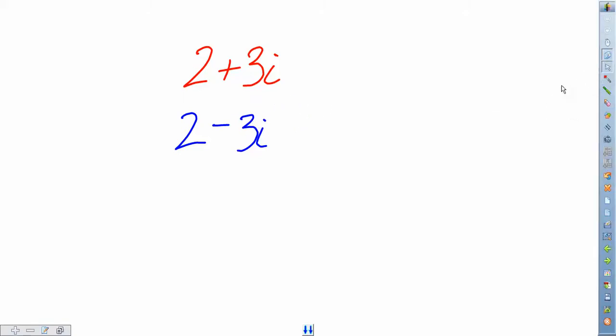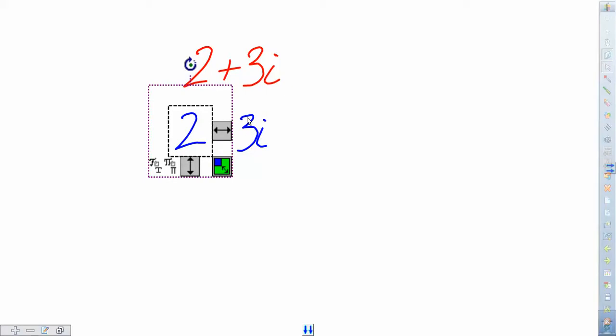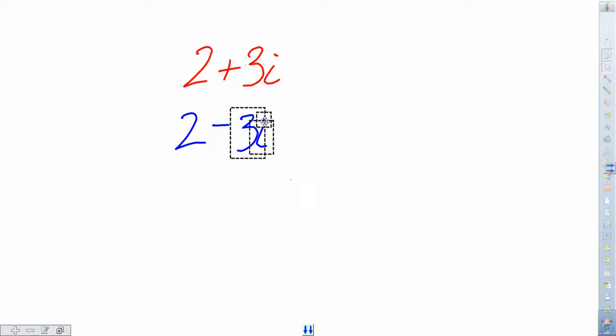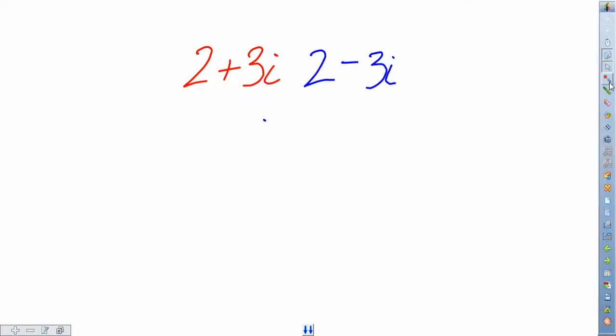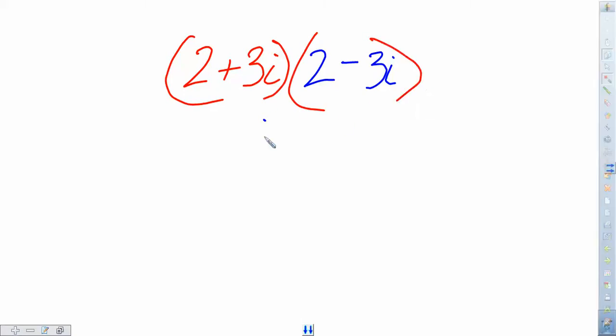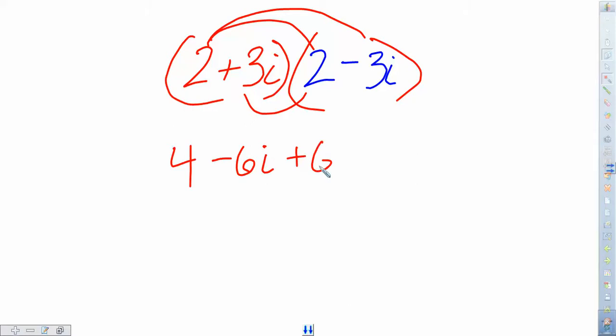Now let's multiply these together. If we were to multiply two conjugates together, here's what's awesome about conjugates every single time: first, outer, inner, last, or do the distributive property. First times first, the 2 times the 2 gives you the 4. The outer would give you negative, wouldn't that be 6i? And then the inner would give you positive 6i.